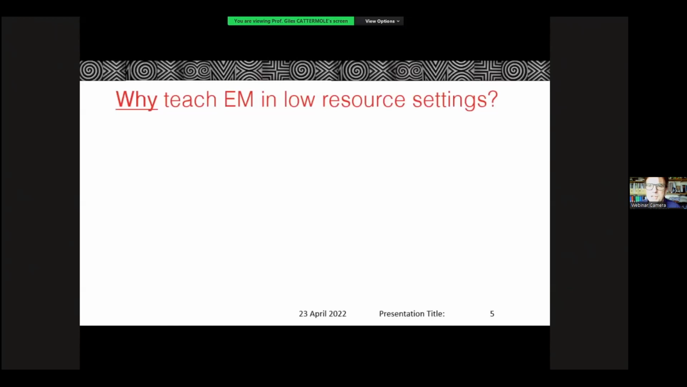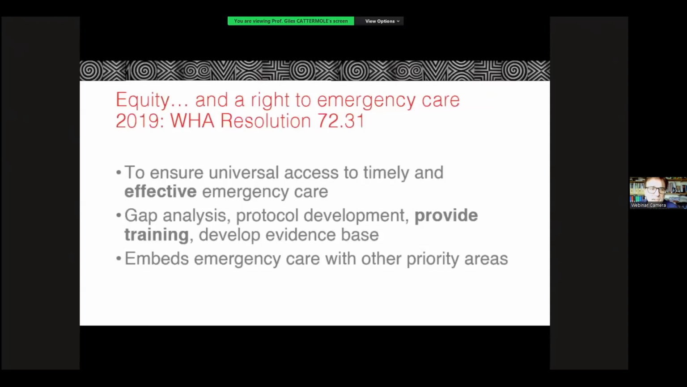Isn't emergency medicine quite high tech? Isn't it something that really you can only do if you have lots of resources? Well, let's just start with, I think, a very simple answer to the question why. Because we should. We just should. It's all about equity and justice in healthcare. Three years ago now, the World Health Assembly passed Resolution 7231, which called on governments to ensure universal access to timely and effective emergency care.